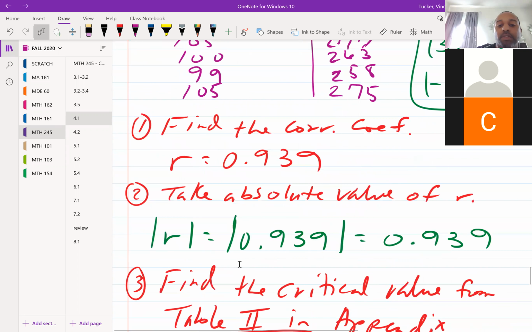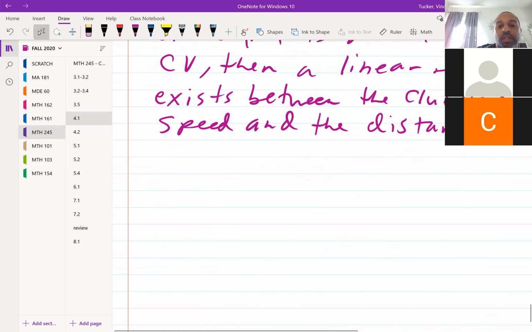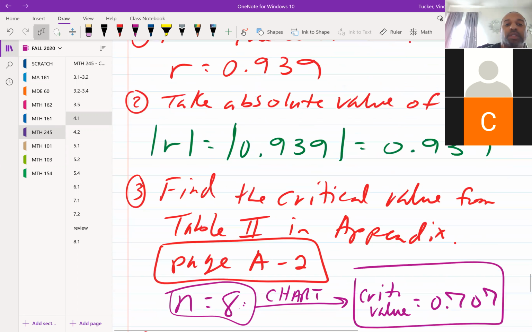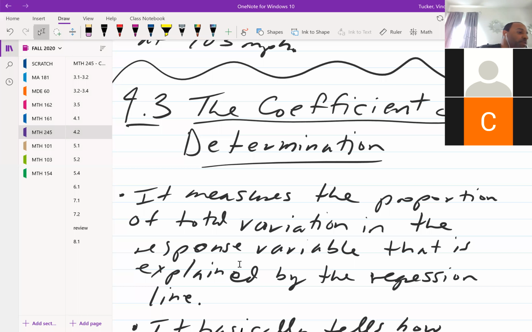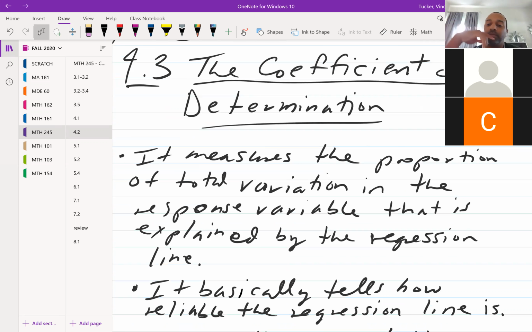All right, like I said, you don't need that example. So let's go to the next thing. The coefficient of determination, this is mentioned as well. It measures the proportion of total variation in the response variable that is explained by the regression line. That next statement basically tells how reliable the regression line is.